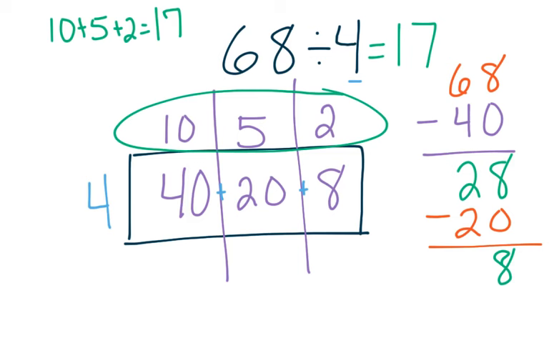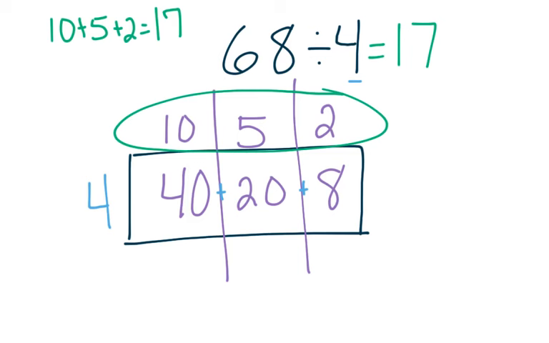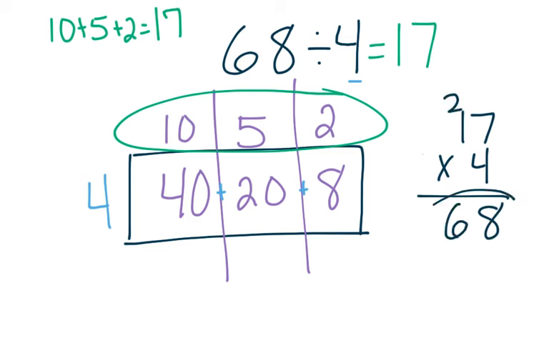Now, if we want to check our work, we can always check division with multiplication. We could use the area model to check, of course, but we could also use regrouping or another strategy that works well for us. So we could take our 17 and multiply it times 4. 7 times 4 gives me 28. I carry my 2. 4 times 1 gives me 4, plus 2 more gives me 6. Hey, look at that. 68 is my total here, or my dividend in my division problem. That's how I would check my work using multiplication.